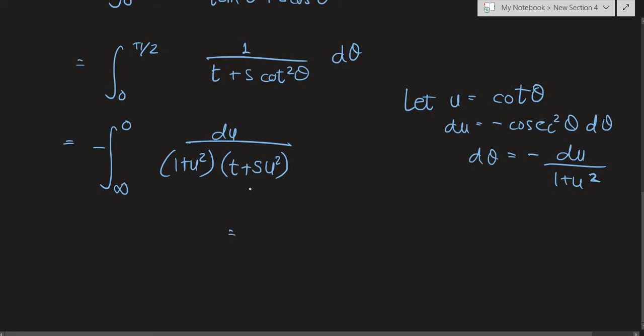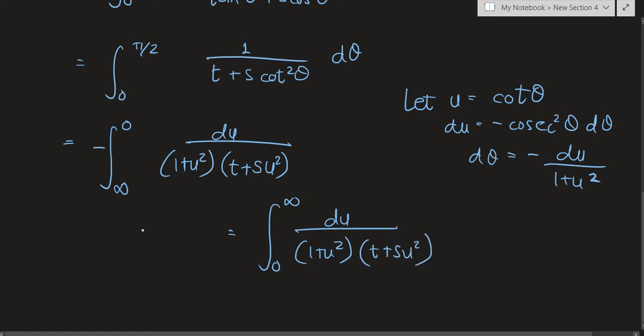Now using one of the properties of definite integration, I would like to suck up the negative and flip the upper and lower bounds. So now we have integral from 0 to infinity of du over 1 plus u squared times t plus s u squared, and we have I of t comma s but differentiated with respect to t. All this is just equal to this.